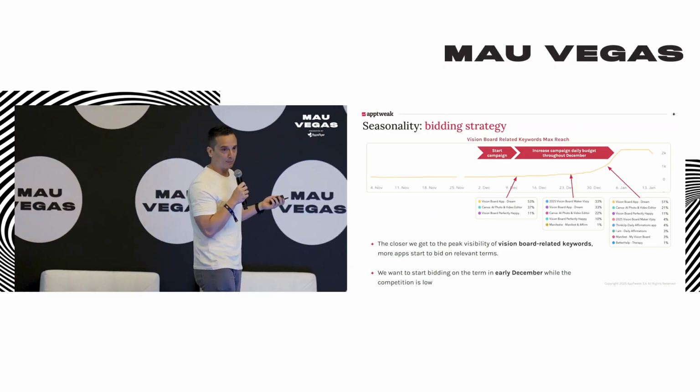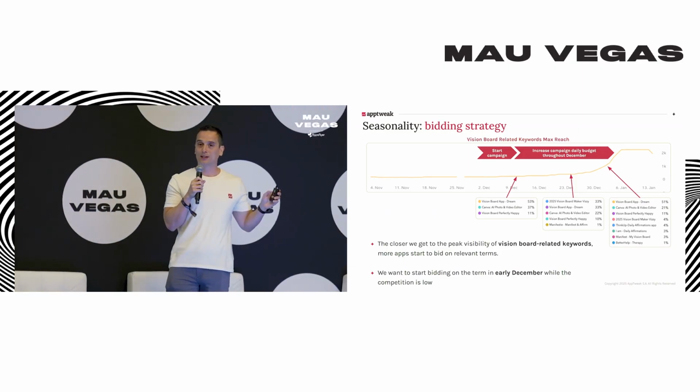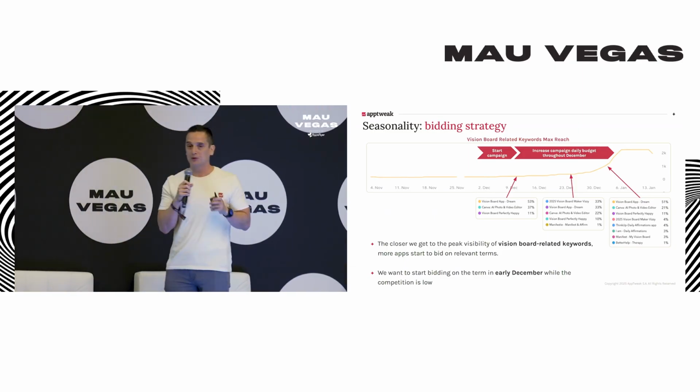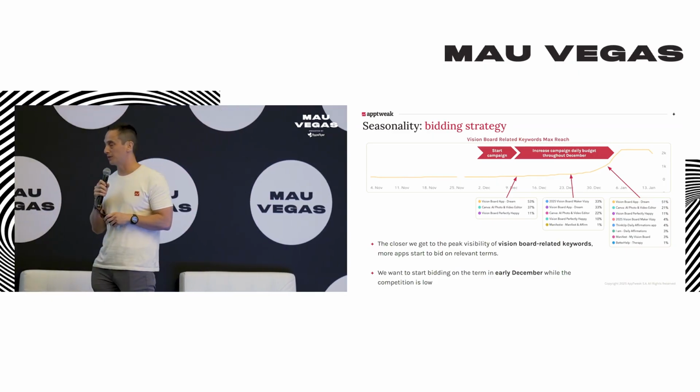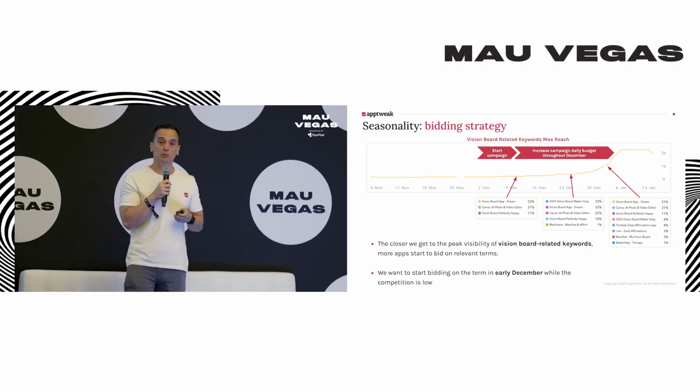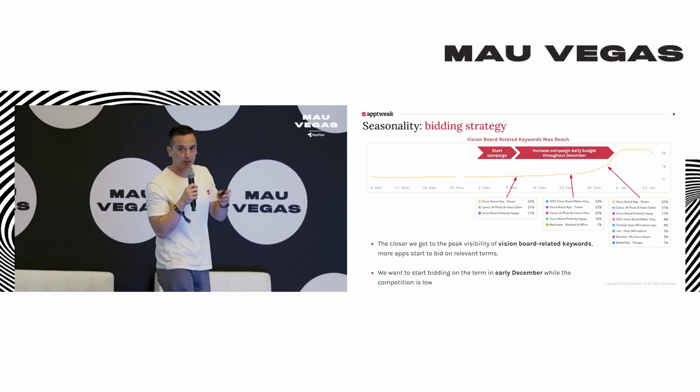But what about our paid campaign? Well, I always like to look at this historical data first, but for this example, I'm going to start bidding on relevant vision board terms in early December while the competition is low. As vision board becomes more and more popular, I'm going to consistently increase my daily budget.